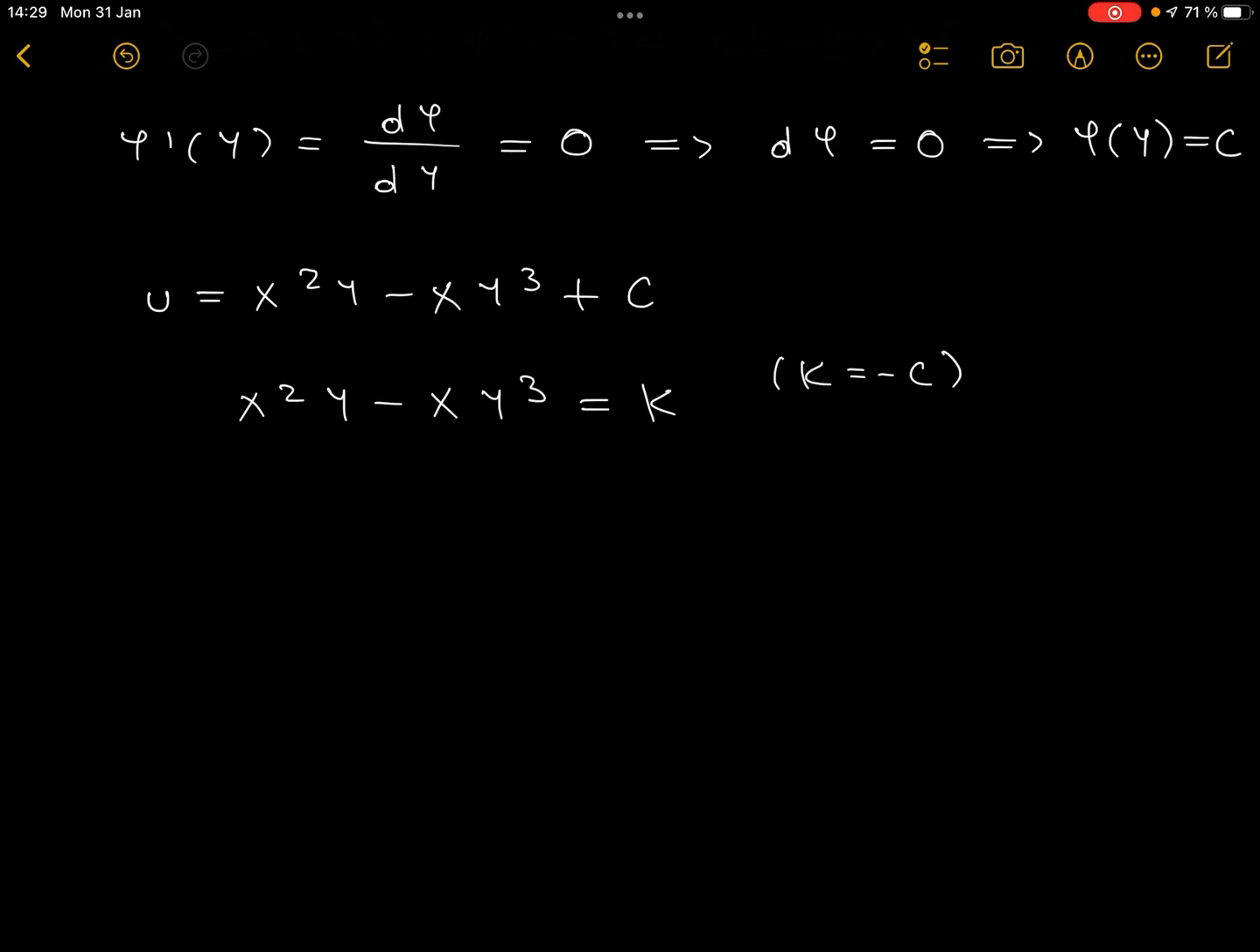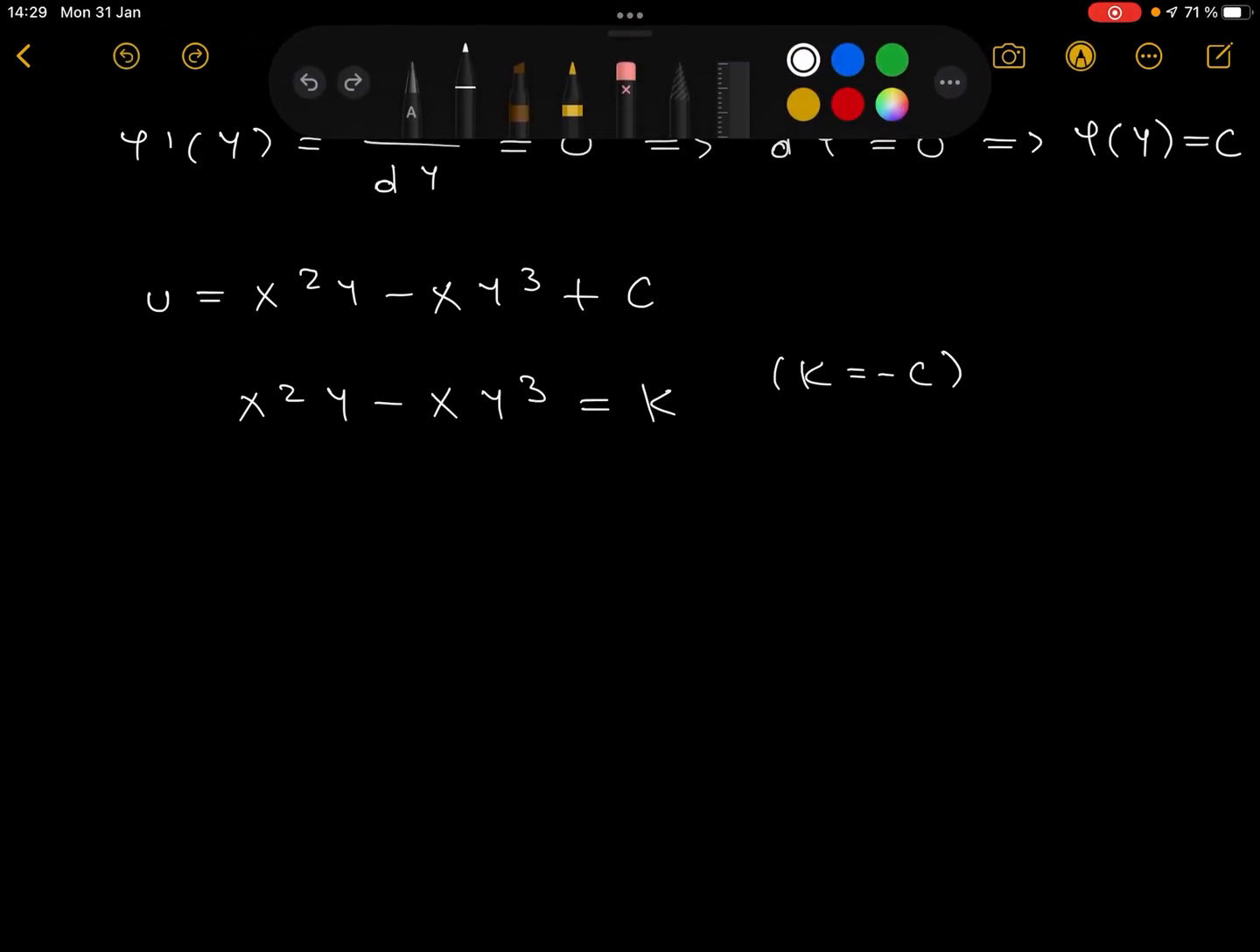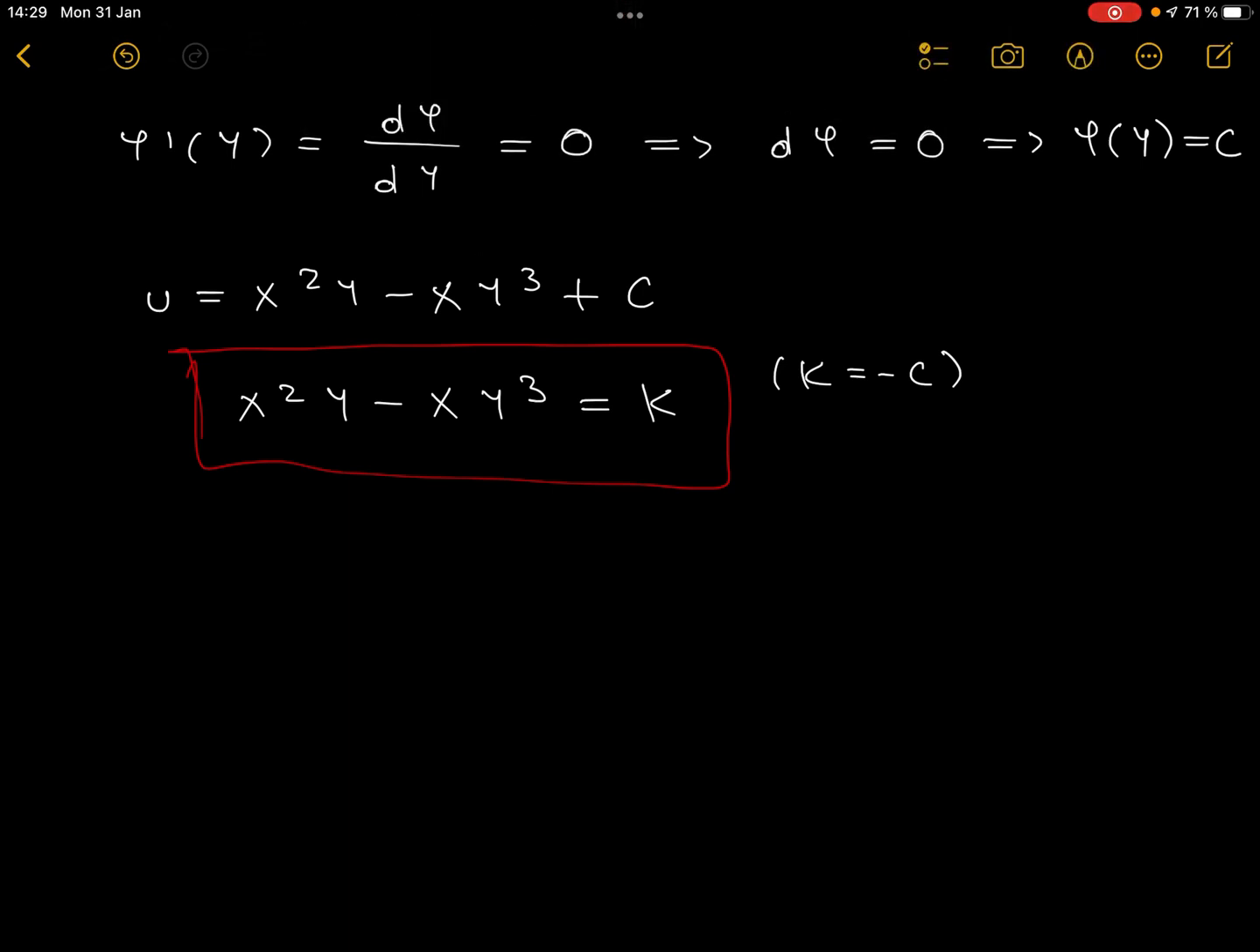So finally, this is our final solution to this problem. And maybe you could go ahead and try to explicitly write either x or y, but we don't have to do that.